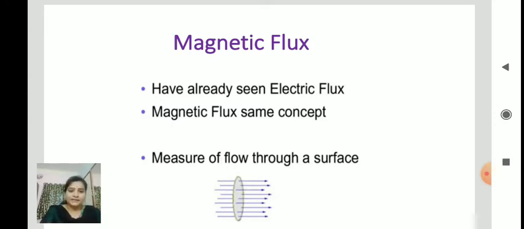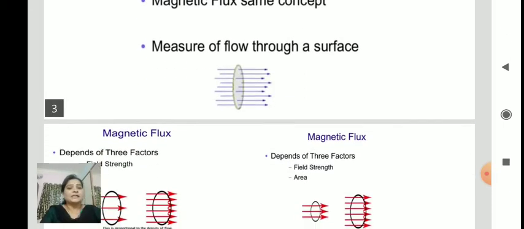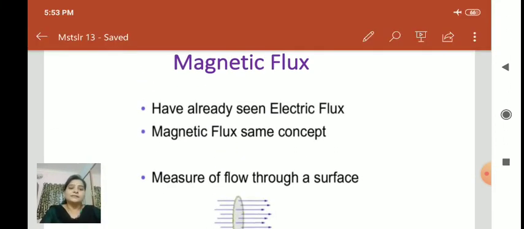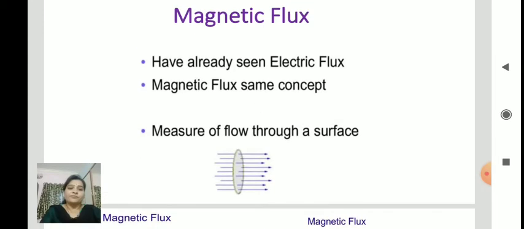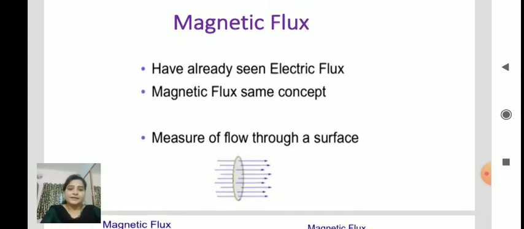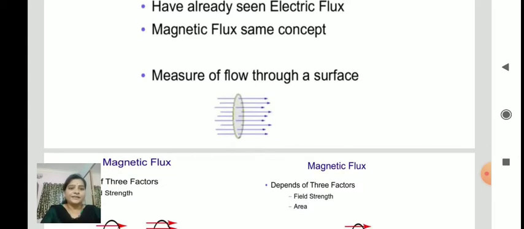So what is magnetic flux? Magnetic flux is nothing but the number of magnetic field lines cutting through a surface, or the magnetic field lines passing through a surface. Naturally it gives the measure of the flow through the surface. This measure of magnetic field lines through the surface is the magnetic flux, and it is represented with phi B, as we represented electric flux as phi E.